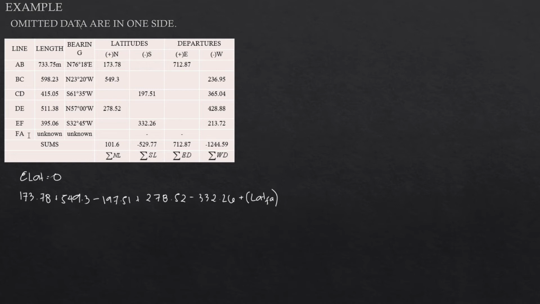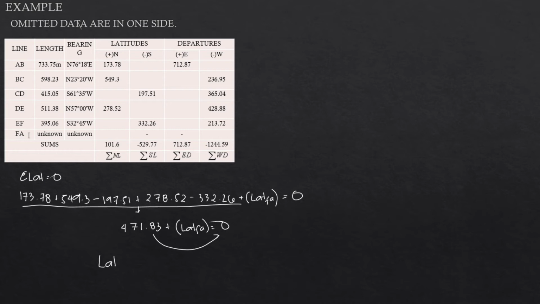Di ba natin alam kung nasa north or south siya? Is equal to 0. Okay, so ilan to? Ipag-add nyo yung mga yan. So, meron tayong 471.83 plus yung latitude ng FA is equal to 0. So, transpose mo to sa kabilang side. Latitude ng FA is equal to negative 471.83. Ibig sabihin, negative, nandito siya sa south.